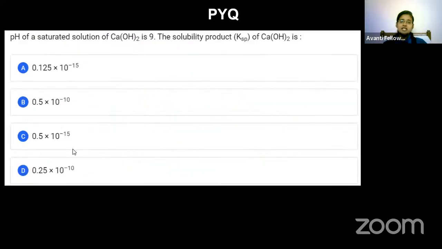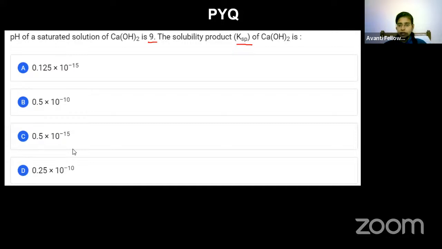The pH of a saturated solution of calcium hydroxide is 9. The solubility product of calcium hydroxide is? So we have to find out KSP and the pH value is given. From the pH value, we need to find out the solubility, that is S. Only if we find out the S value, we can find out the KSP value, right?